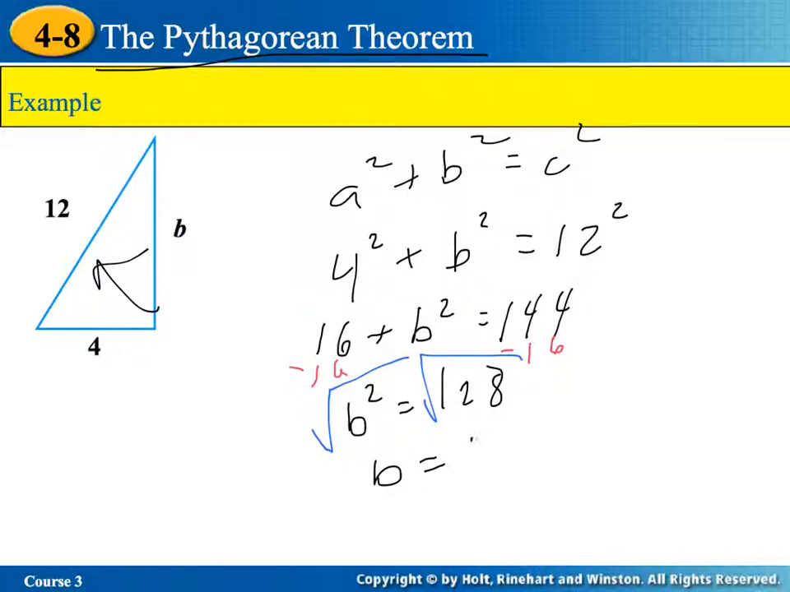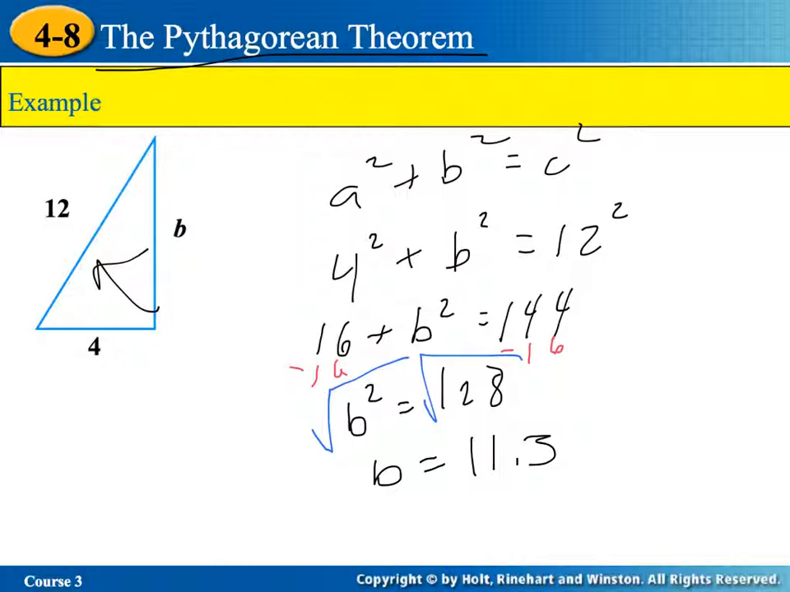It is 11.3. Round to the nearest tenth this time because that's what the directions told me on the previous slide. I apologize if you rounded to the nearest hundredth. If you rounded to the nearest hundredth, it would have been 11.31. All right, one more slide here.